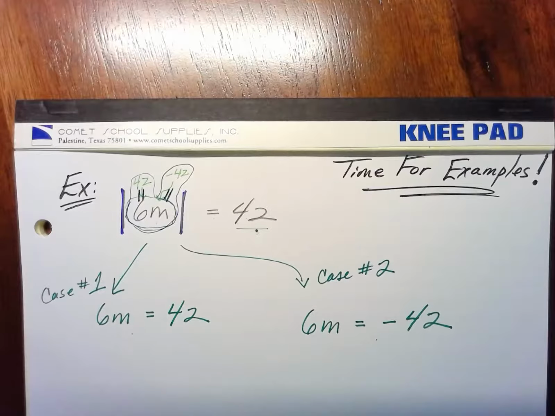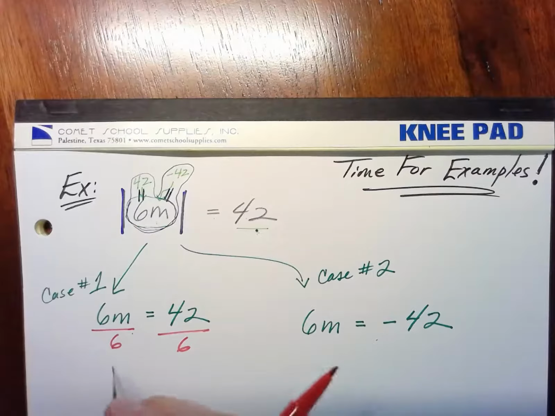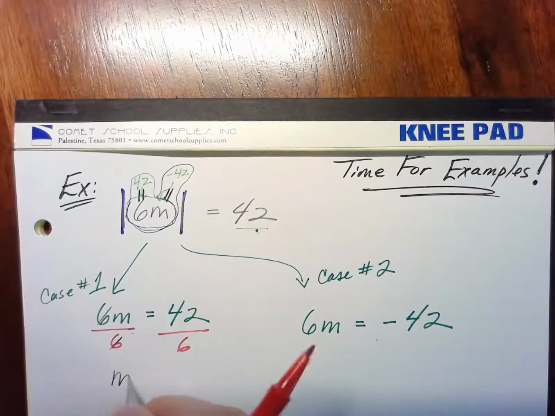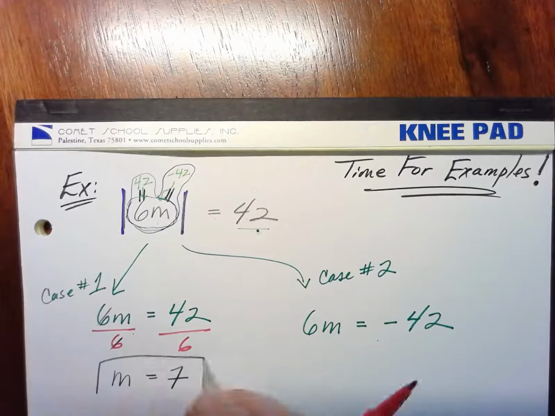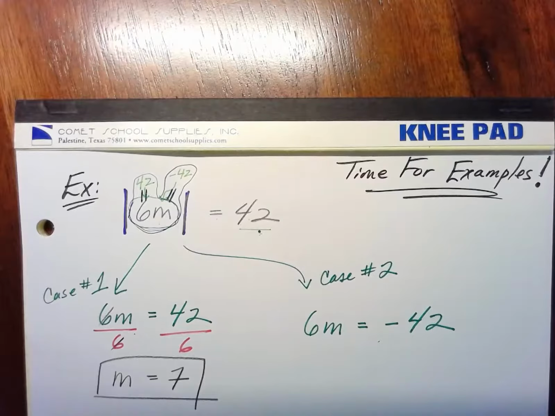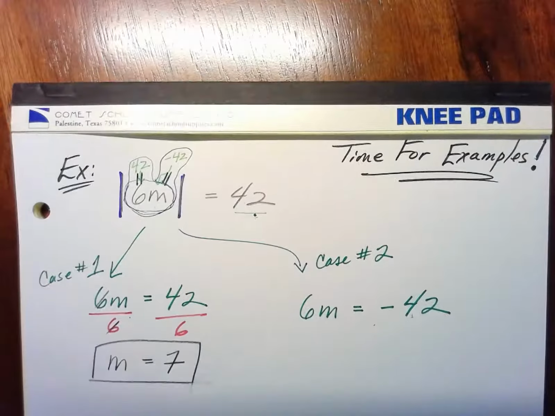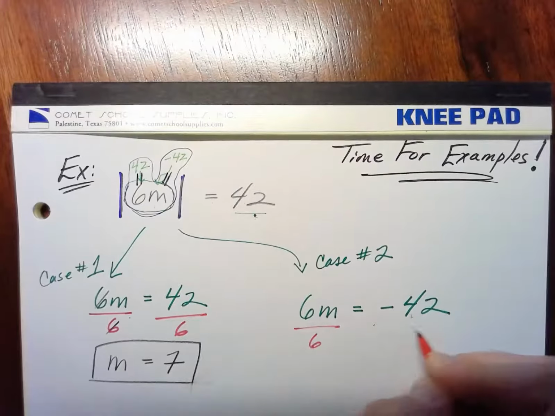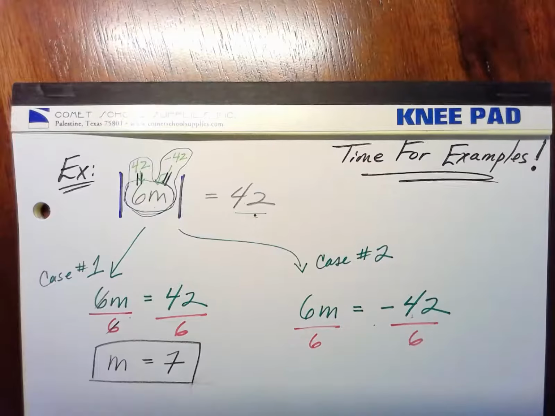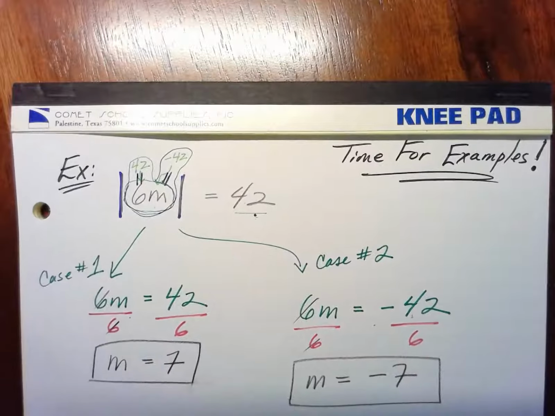So let's solve this. I want to solve for the m, of course, so nothing is changing. I'm just dividing by 6, those cancel, and I'm getting m equals 7. So there is one of my answers. And over here I'm going to do the same thing. I'm still dividing by 6 and dividing by 6. Those cancel, and I'm getting m equals -7. So there are my two answers.